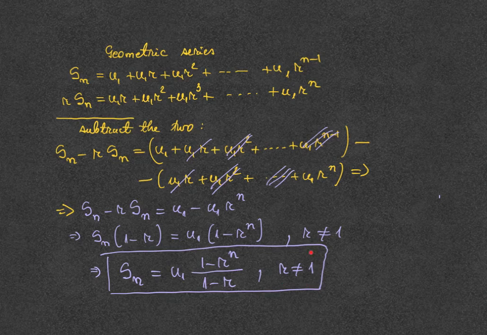And you see why I impose the condition r is not 1, such that I can divide by 1 minus r. In the case when r equals 1, it's a trivial case, because your sequence will be u1, u1, u1, a constant sequence. So it's not really interesting. That's why this condition is fair.